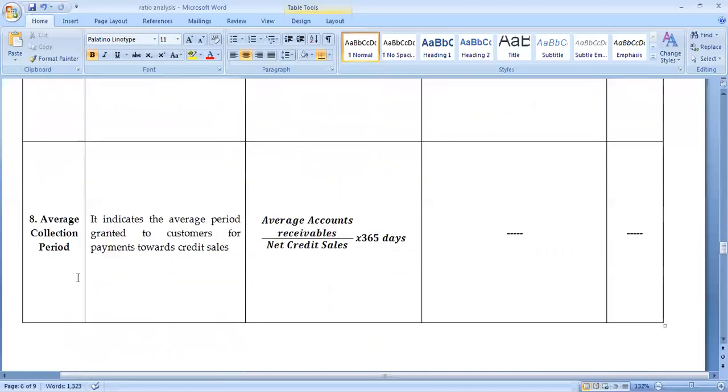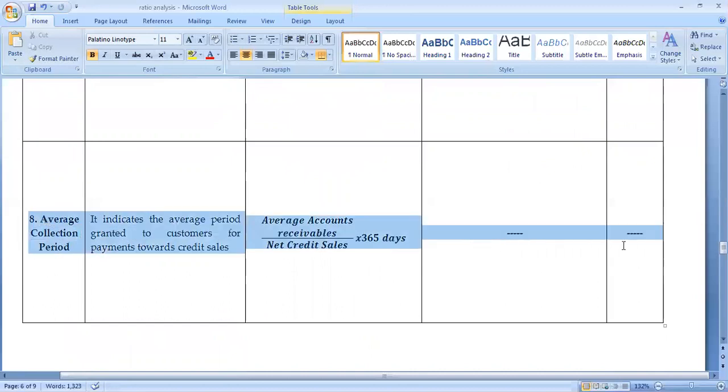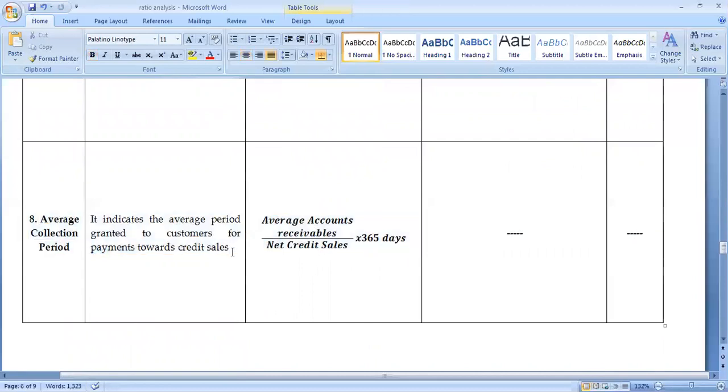Average collection period is also the same. So it is very important. Not only while doing the BCom, it is important even after completing the BCom, you'll be asked the same question. Average collection period. It indicates the average period granted to customers for payments towards the credit sales.